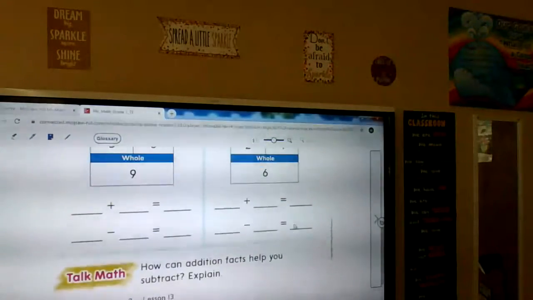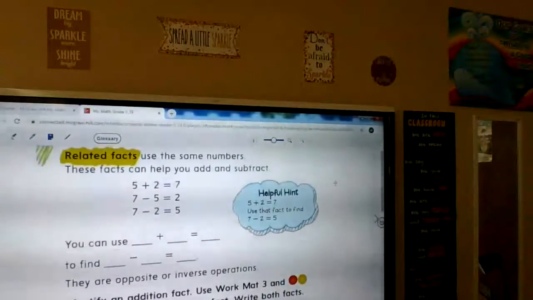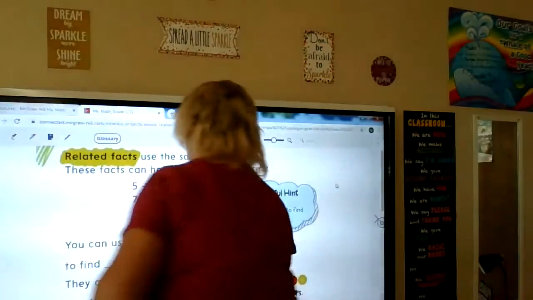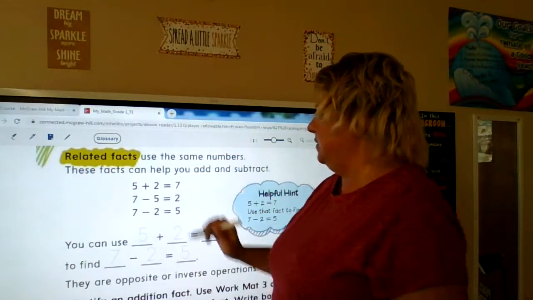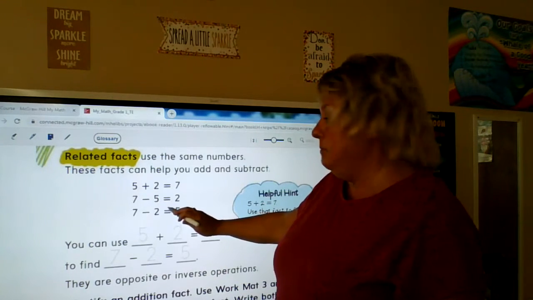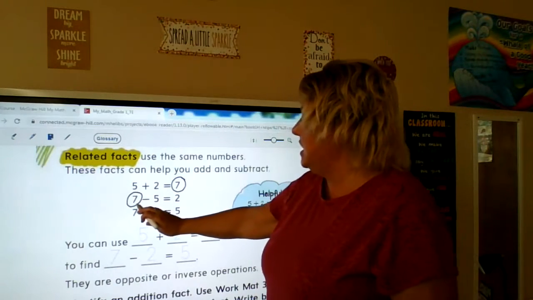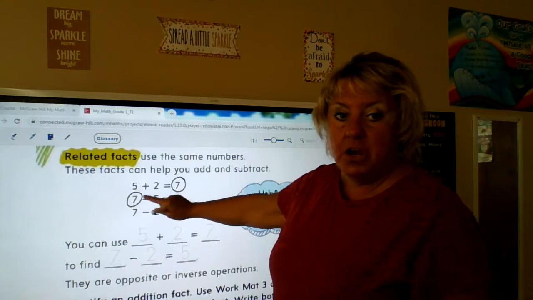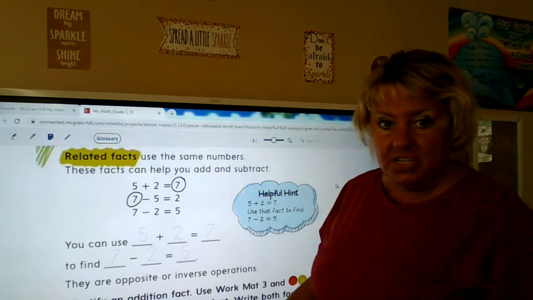So this will be on the back of that paper that you just did. Related facts use the same numbers. These facts can help you add and subtract. 5 plus 2 is 7. So then we need a subtraction problem. So we're going to move the 7 from here to here. Because when we add, we get the whole. When we subtract, we start with the whole. The parts to 7 are 5 and 2.